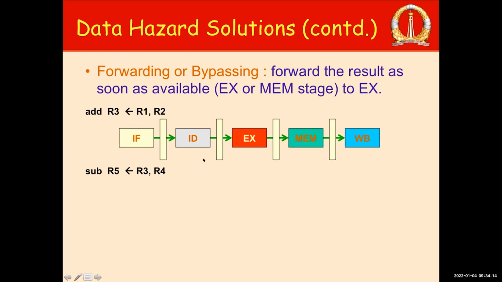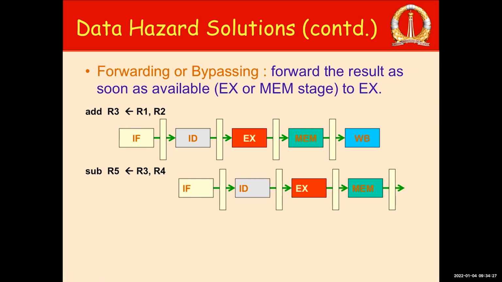So the question is whether we should read the value only from the R3 register, or can we take the value from the ALU out? If you allow the instruction execution to take the value from the ALU out, then we can forward the value from the ALU out to the EX stage of the I plus 1th instruction, and therefore the I plus 1th instruction can go ahead and compute the value.